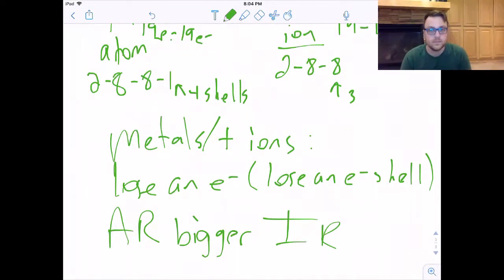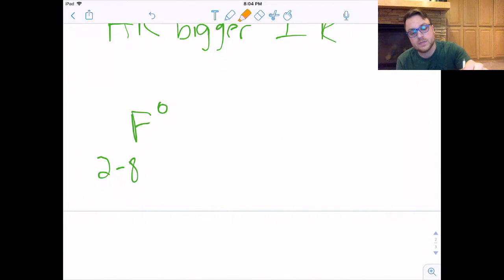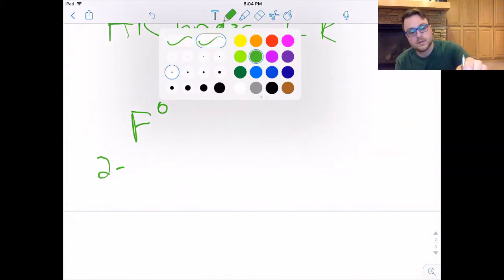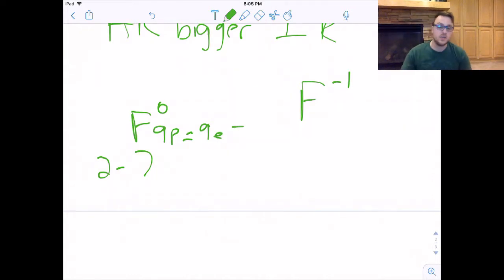Now, for a negative ion, let's say you're doing fluorine. Fluorine as an atom is 2,7. And fluorine as an ion is charged -1. So fluorine usually has 9 protons, which equal the 9 electrons that you see, because 2 + 7 is 9. But if I do 9 minus a -1, I get 10 electrons.